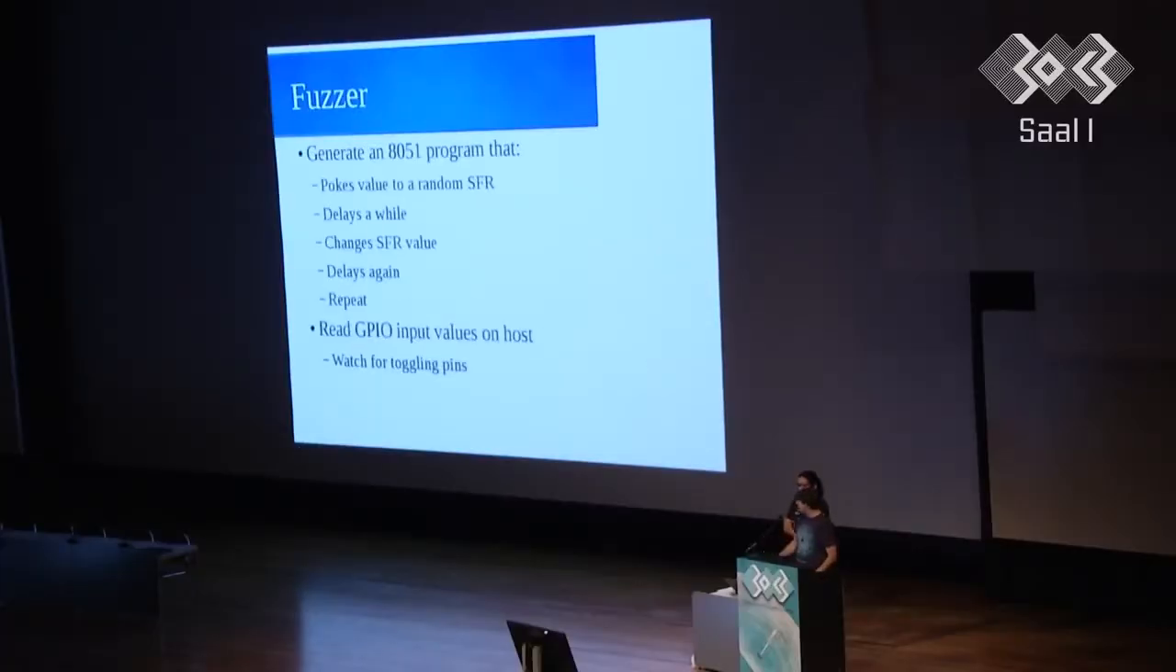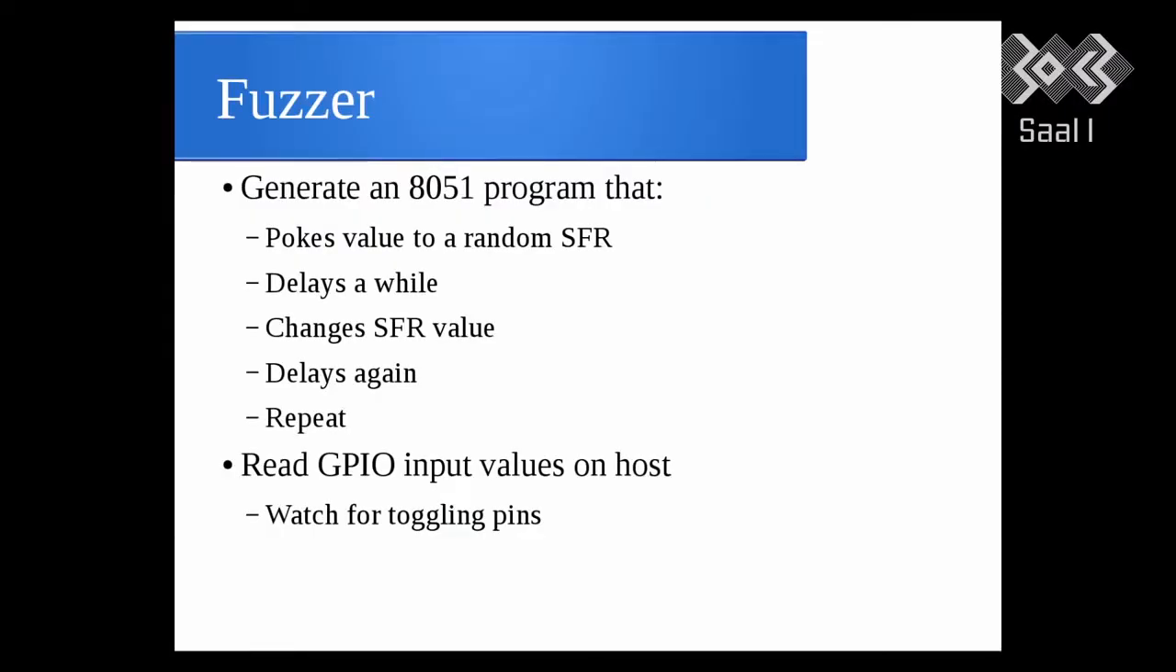So we'll write a fuzzer, another fuzzer. Fuzzers are great. And the fuzzer is going to take a random number and poke it into a random value in the special function memory mapped register area. It's going to delay a while. It's going to change that special function register value to a different value. It'll delay again, and it'll repeat. And if this is actually working, we should be able to see on the host the line going low, and then high, and then low, and then high. It's just kind of a hey, I'm here.